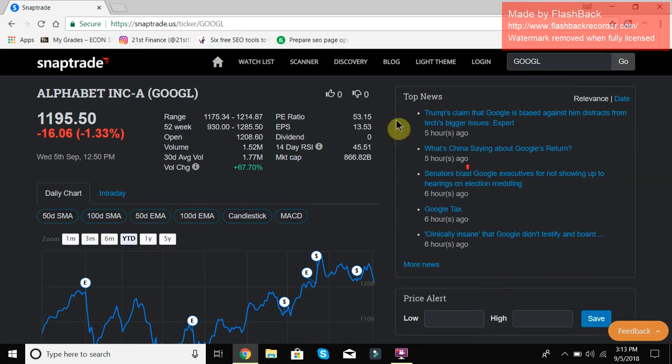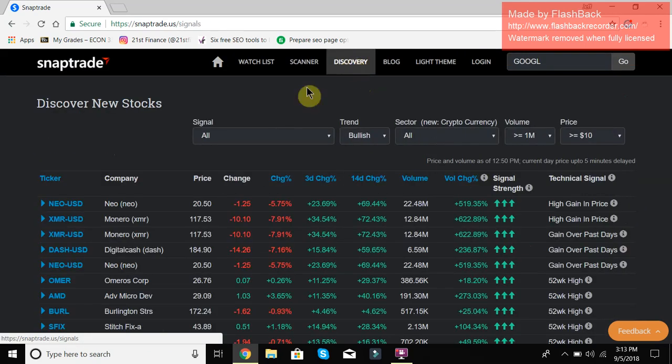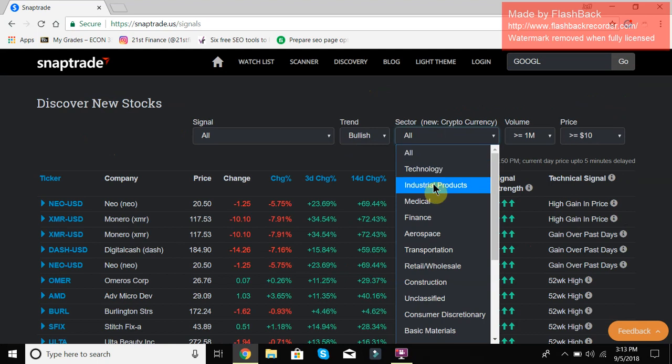But either way, going back up to discovery as well. If you click the discovery page, you actually can discover new stocks. You can look at a lot of different sectors. So you can look at technology, cryptocurrency, that's also one of them, they added that recently. Finance, aerospace, whatever market you're trying to get into.